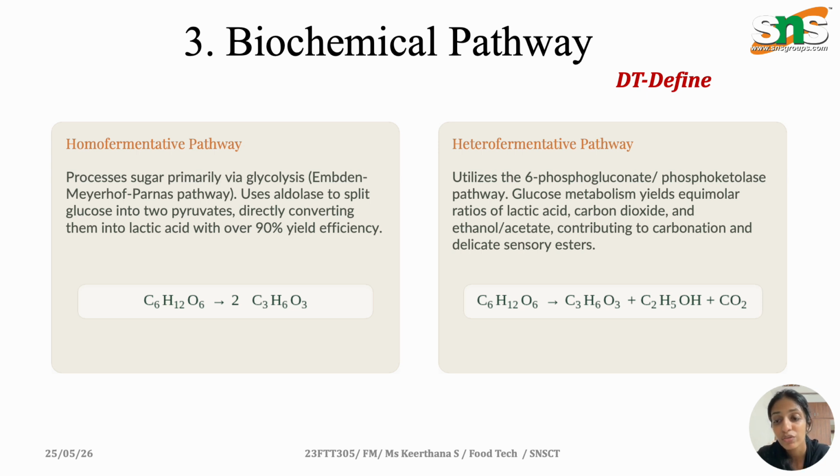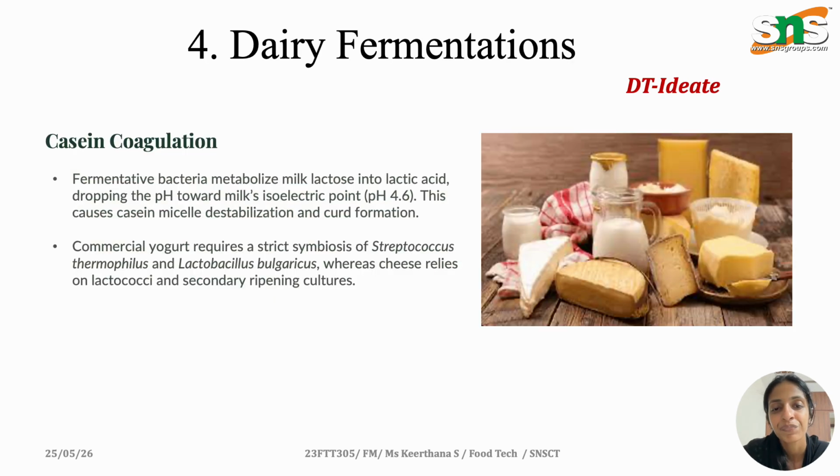When you take the heterofermentative pathway, they produce lactic acid, carbon dioxide and ethanol. Here they use the 6-phosphogluconate pathway, where glycolysis metabolism happens, resulting in the production of lactic acid, carbon dioxide and ethanol, which results in carbonation and delicate sensory ester formation.